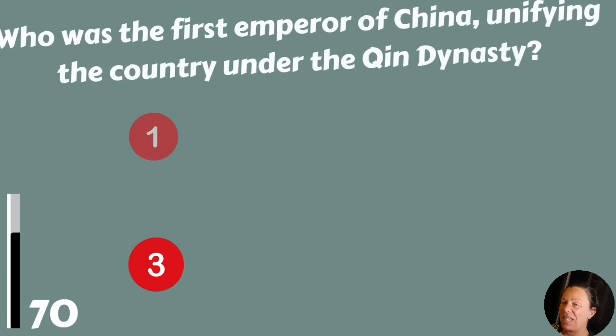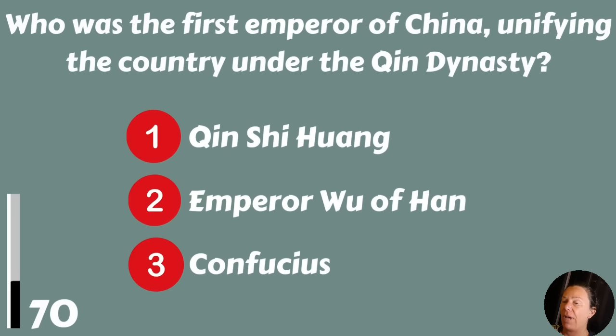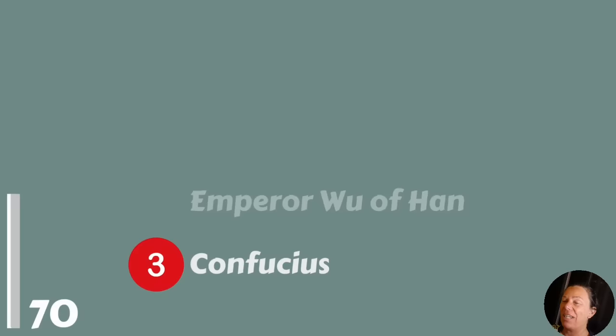Who was the first emperor of China, unifying the country under the Qin dynasty? Qin Shi Huang, Emperor Wu of Han, or Confucius? Qin Shi Huang.